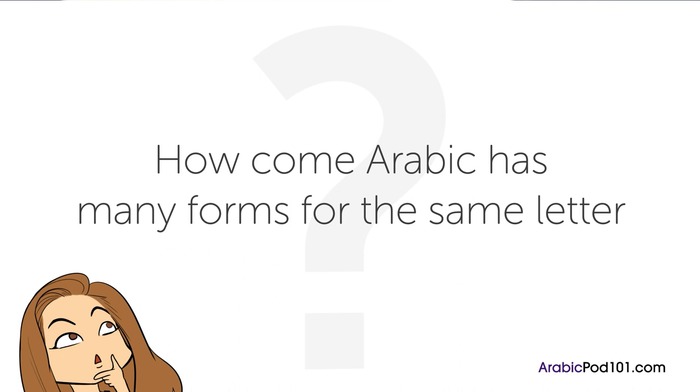There are 28 letters in the Arabic alphabet, but many learners wonder why letters look different in different parts of a word. It can make the alphabet seem like so much more than 28 letters. That's due to the cursive nature of Arabic text. Arabic is written from right to left in a cursive style. اللغة العربية. So, Arabic letters occur in four different forms: initial, medial, final, and isolated.